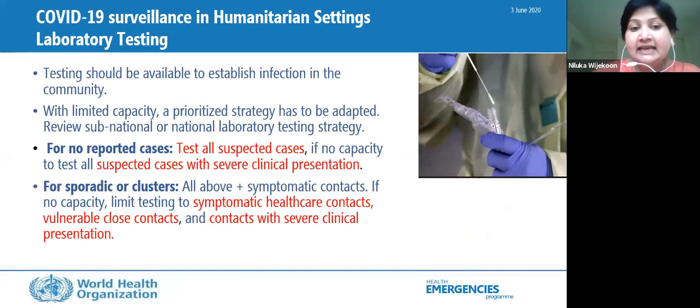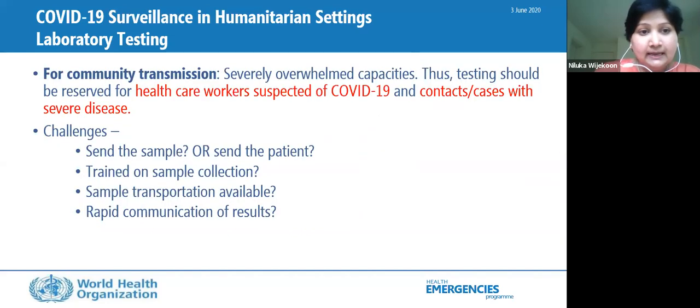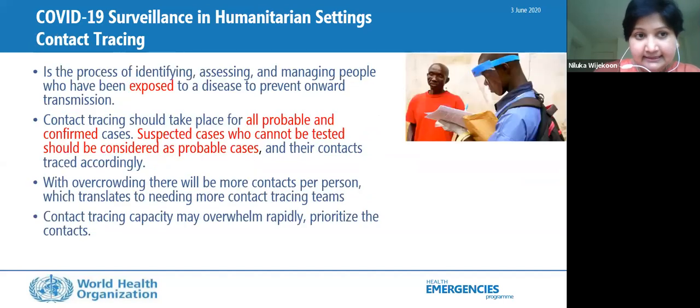Now, testing, as I said, needs to be well aligned with the subnational and national level, because in most humanitarian settings, you might not have on-site testing capacity. The ideal situation is to test all suspected cases. If you cannot do that, you should at least try to test cases with severe clinical presentation. And when you have sporadic cases or clusters, consider testing symptomatic healthcare contacts, symptomatic vulnerable close contacts, or contacts with severe clinical presentation, because that will not only aid surveillance, but also clinical care, referral, treatment, isolation, etc. I'm going to go past this and on to contact tracing.